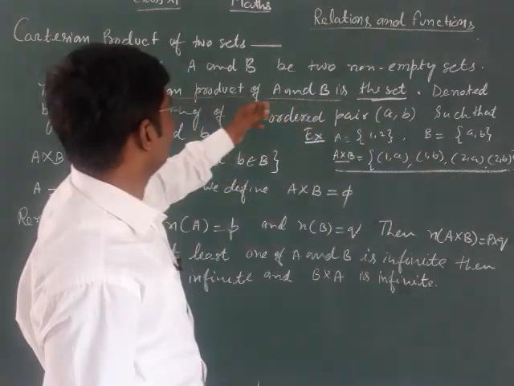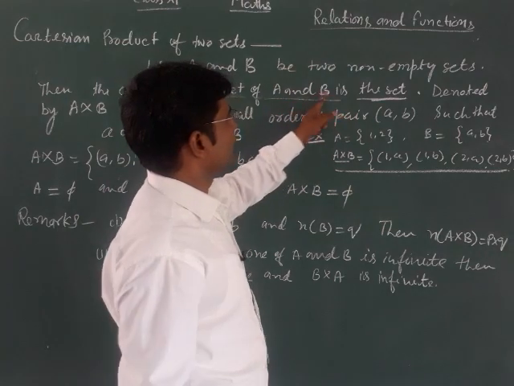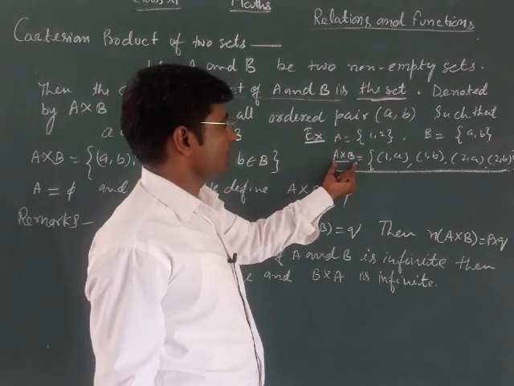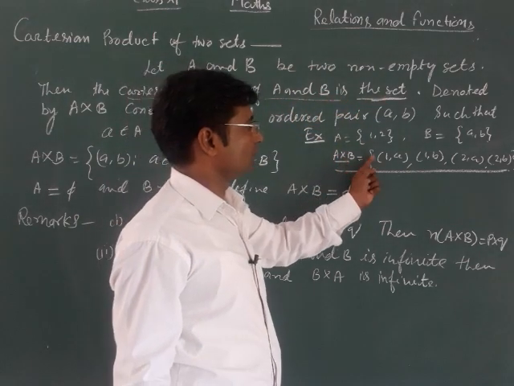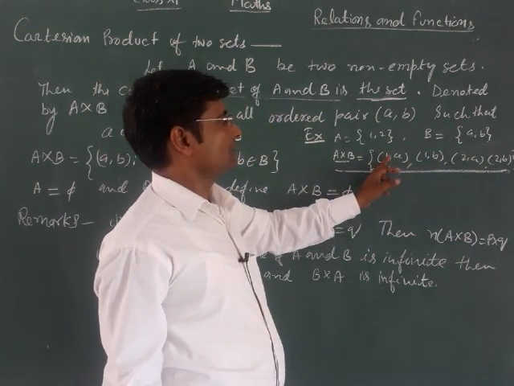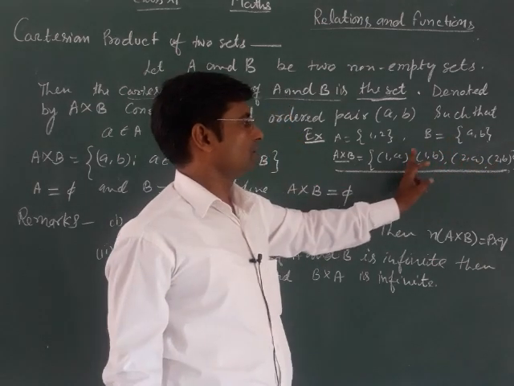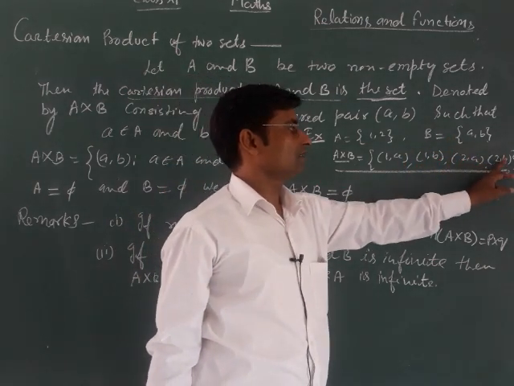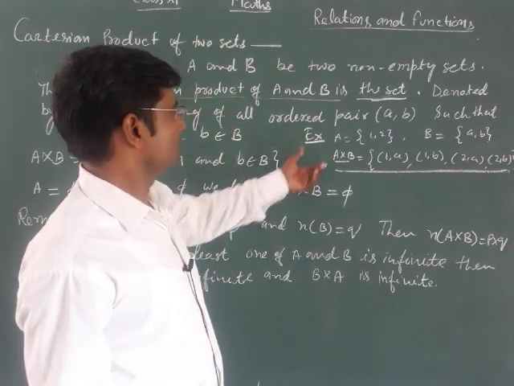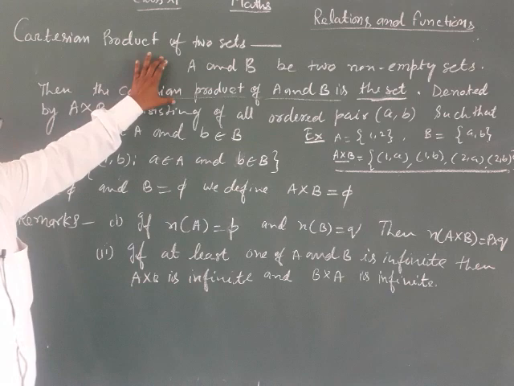Now, by definition, the Cartesian product of A and B is a set. This is A cross B, which is a set of ordered pairs with a first component and a second component. So this is an example of the Cartesian product of sets.